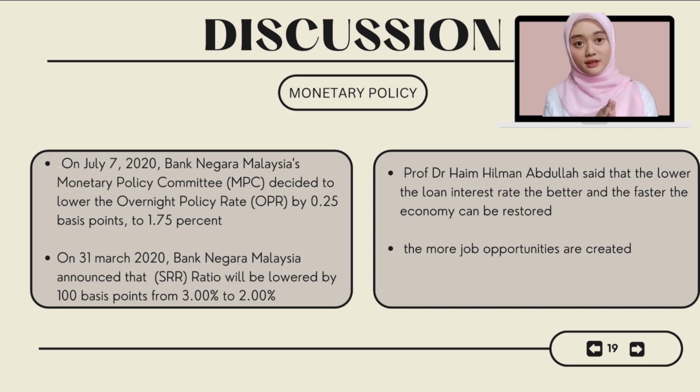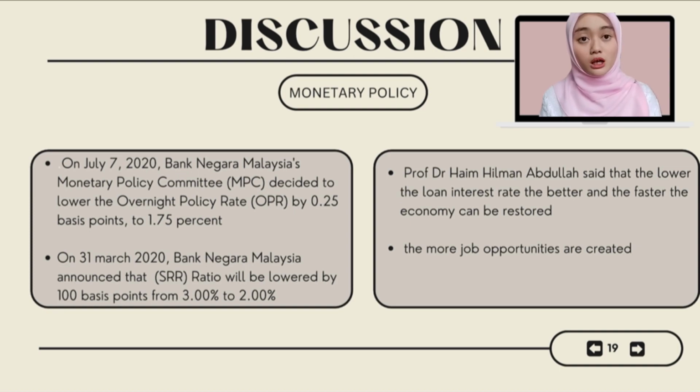Moving on to monetary policy, on 7 July 2020, Bank Negara Malaysia decided to lower the overnight policy rate, or OPR, by 0.25 basis points to 1.75%, whereas the SRR ratio will also be lowered from 3% to 2%. Thus, this will ease loan servicing for borrowers. Professor Dr. Halim Hilman Abdullah, Professor of Strategic Management at UUM University, said that the lower the interest rate, the better for the economy to grow. Thus, this will restore the economy to normal condition again, and this will also create a lot of job opportunities as a result.